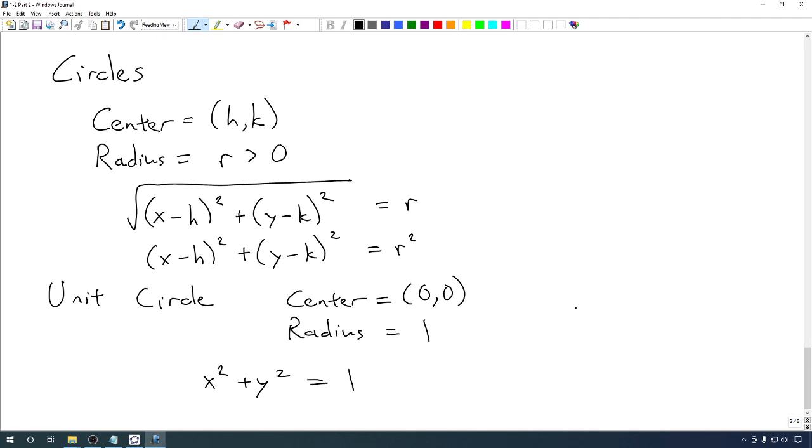The point here is that this is an example of another graph, another curve that we can work with in terms of algebra. And that's really what we're looking at here. We're trying to find a way to relate the geometry of curves to the algebra of equations. And sometimes this is referred to as algebraic geometry.